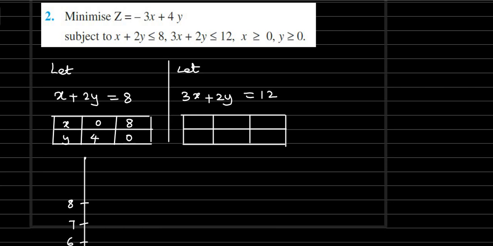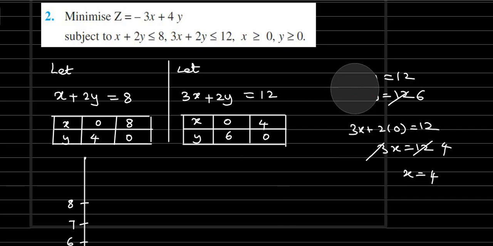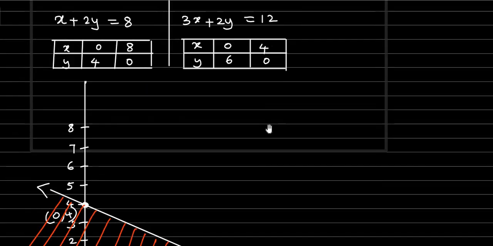So if x equal to 0, if I replace it in this equation, what will be the y value? 2y equal to 12. 2 sixes are 12, so y is 6. Okay, if y equal to 0, what will be the x value that we will get? 3x equal to 12. 3 fours are 12, so x gives you 4. Okay, now let's plot these 2 points in the graph.